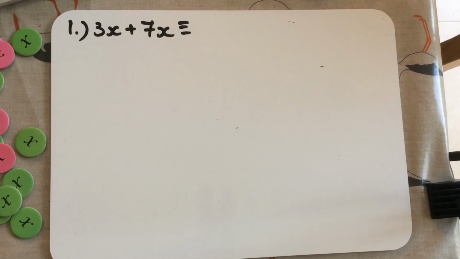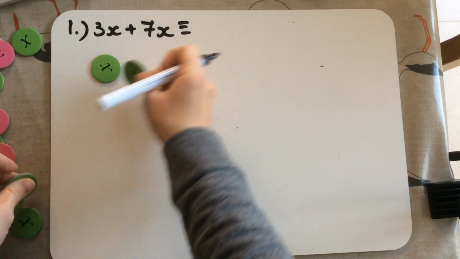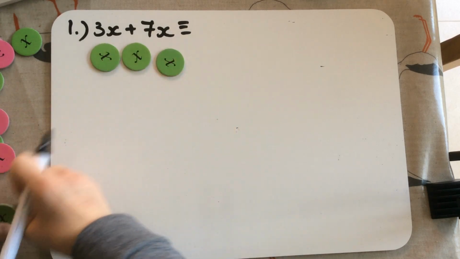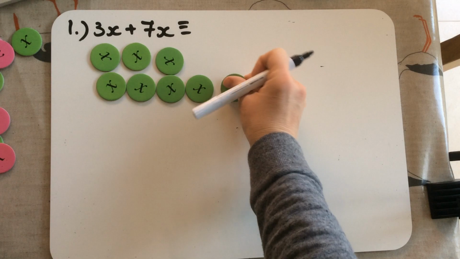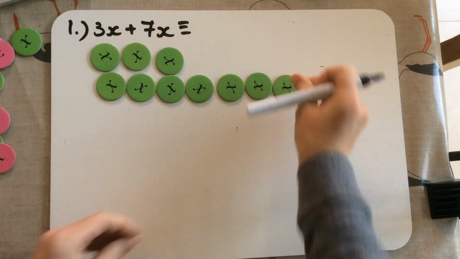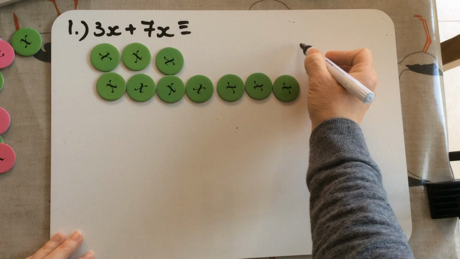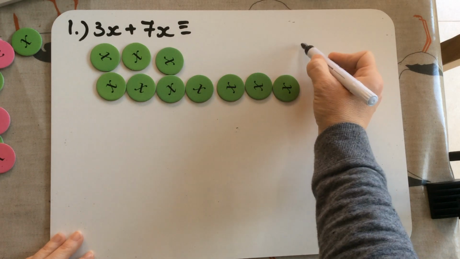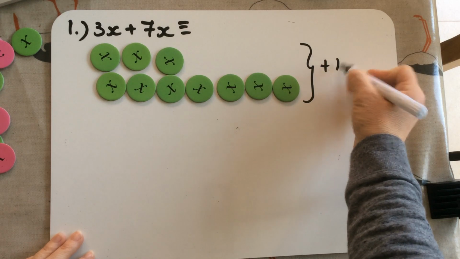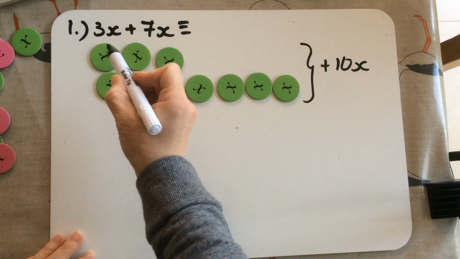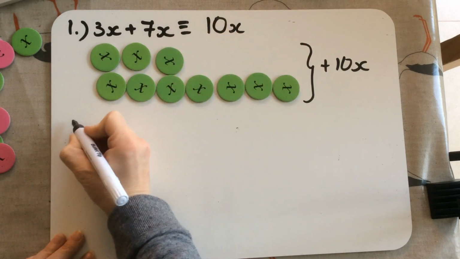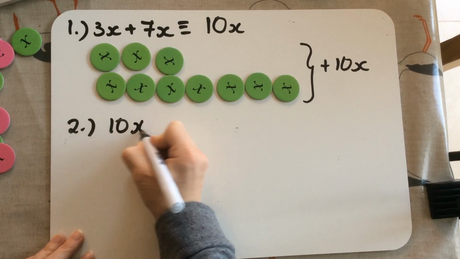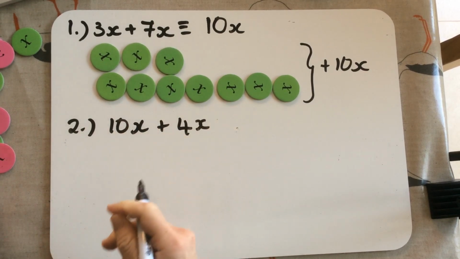Okay, the answers to Collecting Like Terms Lesson 1. Question number 1 is 3x add 7x. So I'm going to have a row of 3x's and a row of 7x's. And I can now look for any zero pairs, and there aren't any, and then sum to find positive 10x. So 3x add 7x is identical to 10x.